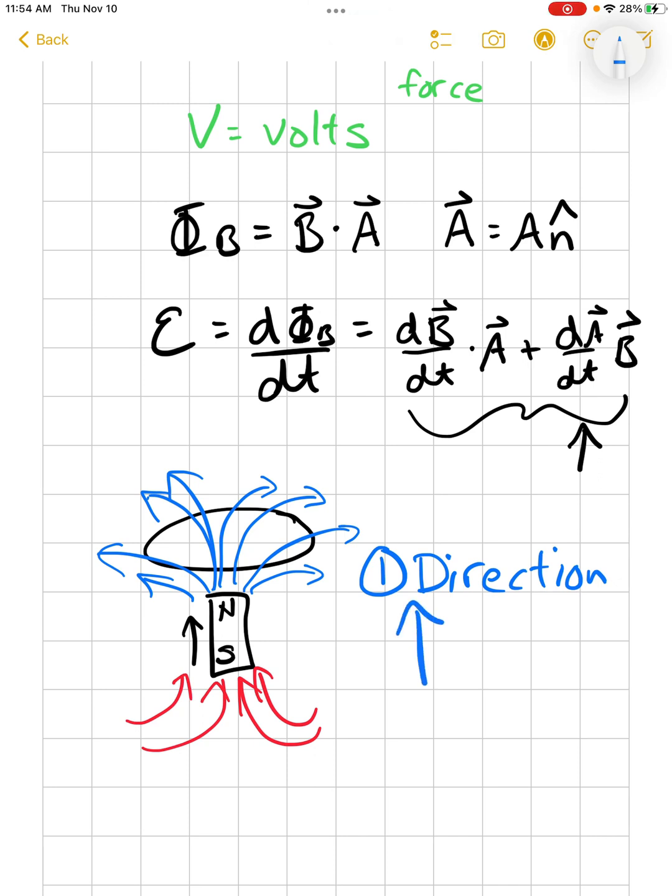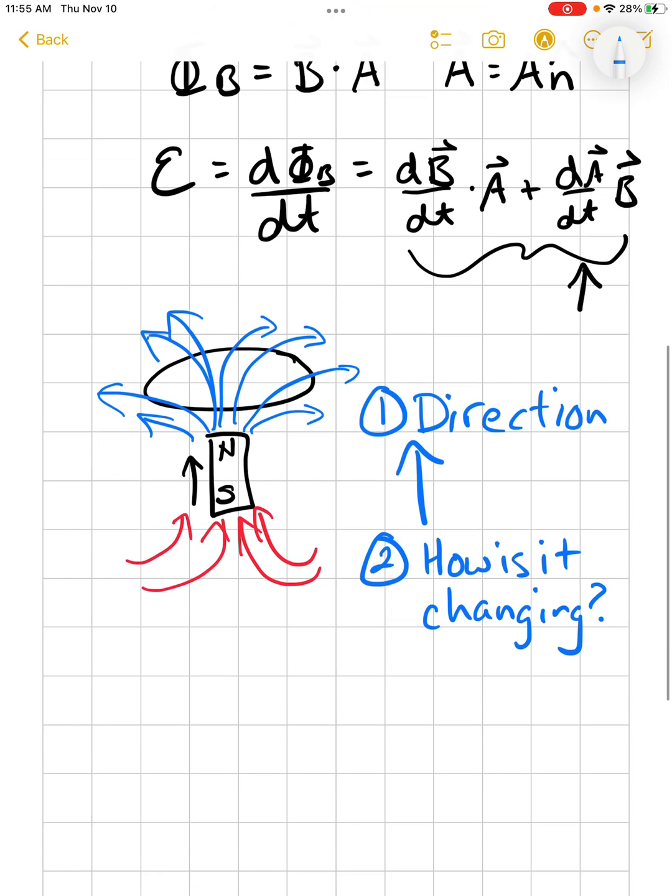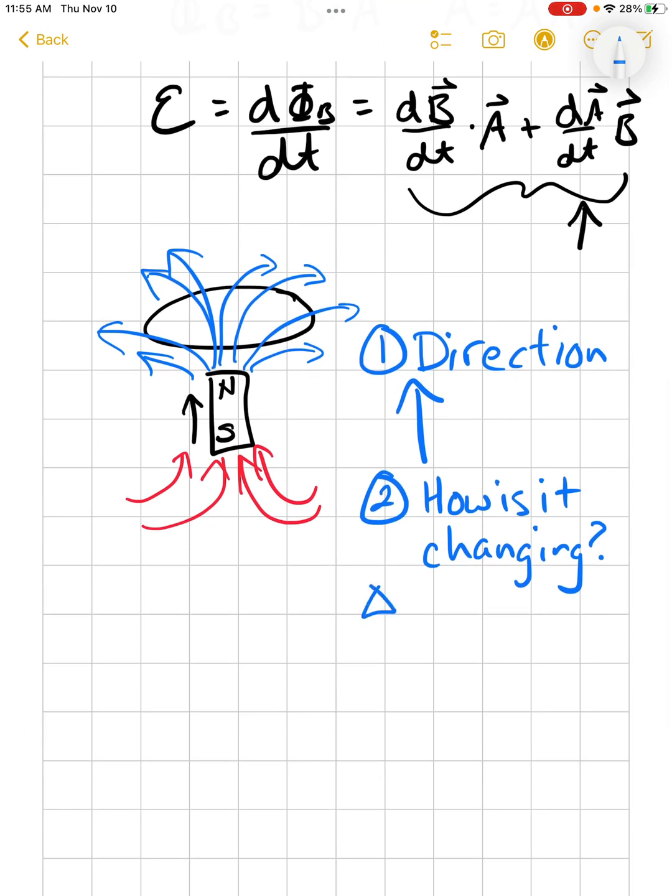So that's the direction. The second step is, how is it changing? Is it increasing or is it decreasing? If it's increasing, we create a delta B, and it's going to be pointing in the same direction as the magnetic field. Okay, so the north field points up, and it's moving into the loop, so that means that the magnetic field is becoming more dense in the loop, so it's increasing. So our arrow points in the same way.